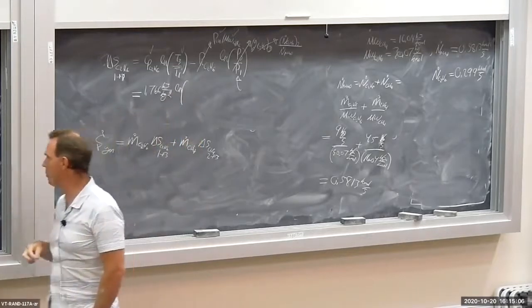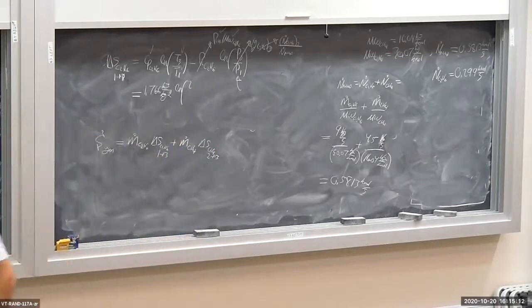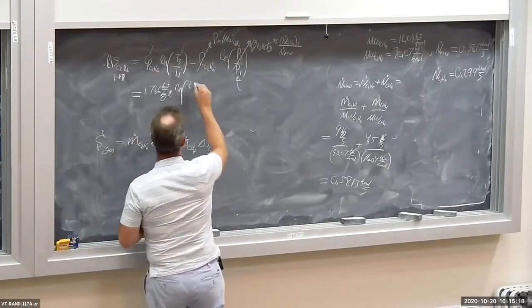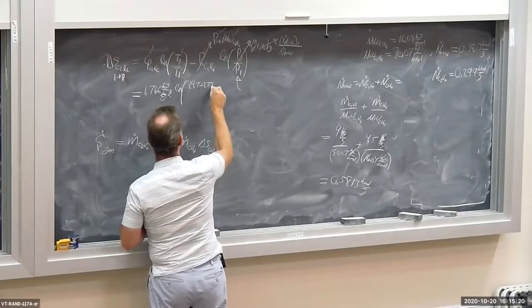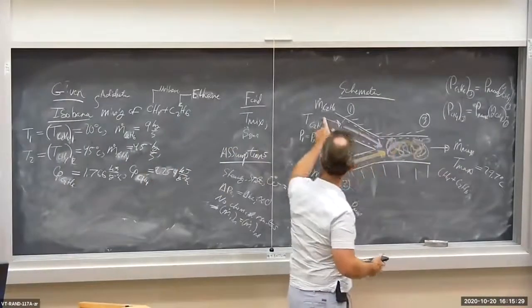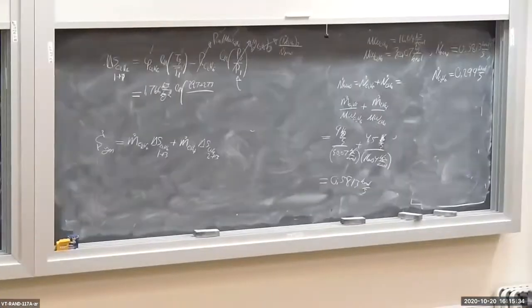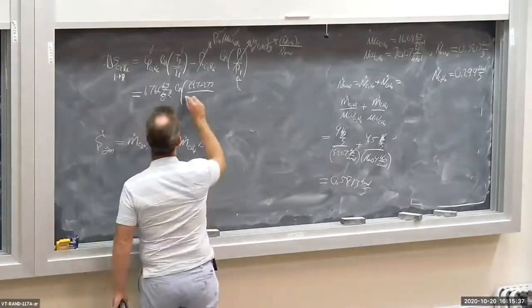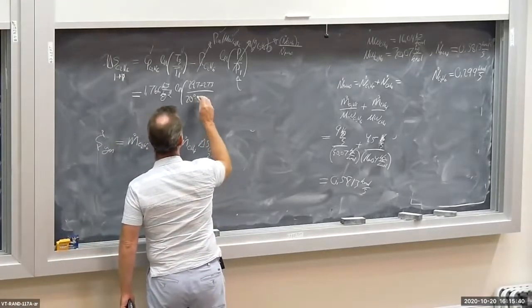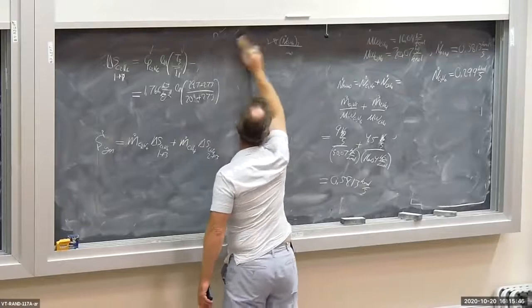Natural log, T3, the outlet temperature was 29.7. Oh, needs to be in Kelvin, so 273 plus 29.7. That's the outlet temperature, T3. And the inlet temperature for the ethane was 20 degrees C. And of course, I got to add 273 onto that to get it in Kelvin. So 20 plus 273.